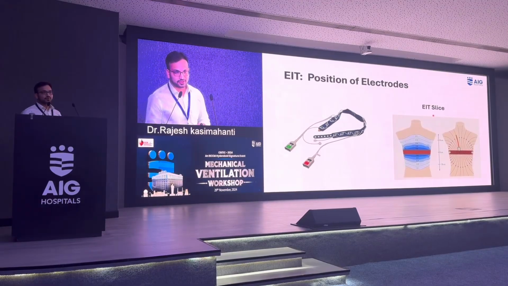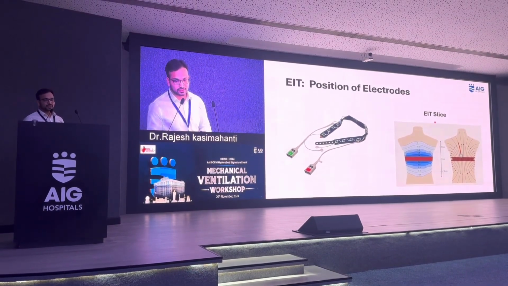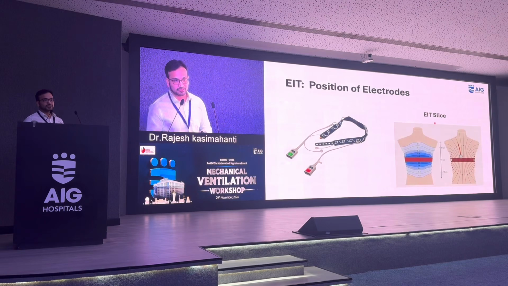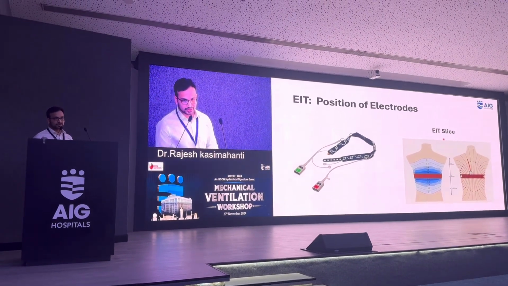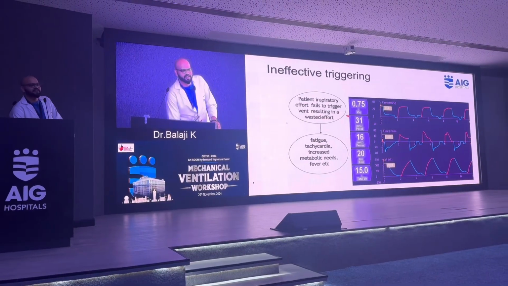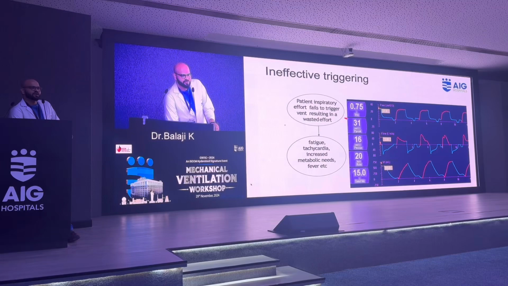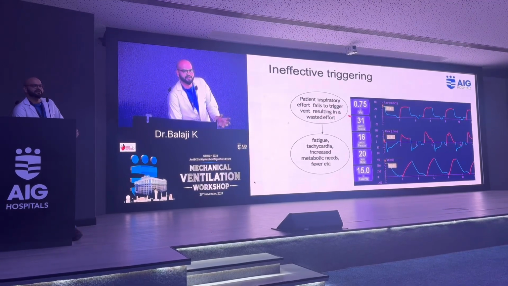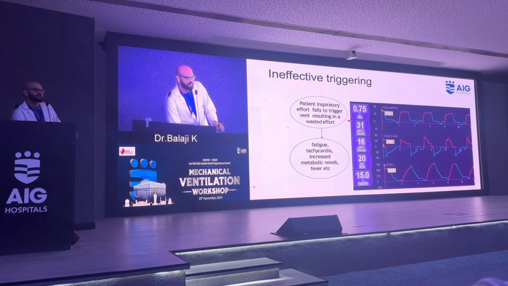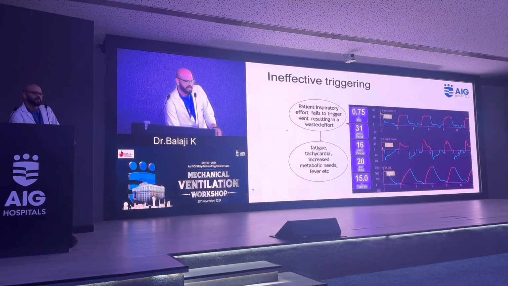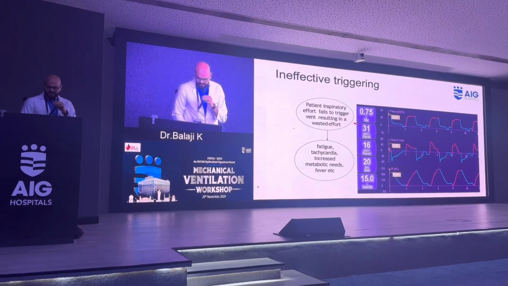It uses a belt of electrodes which are attached to the chest wall. So there are different machines which are coming up into the market. What we are going to show in the workshop is that the ventilator is not detecting the breath, so it didn't give the breath, so it is a wasted breath. An ineffective breath leads to respiratory muscle dysfunction. If it is not attended to properly, it leads to fatigue, the patient slowly goes into tachycardia, and the patient's metabolic demands increase. So what are the causes of ineffective triggering?